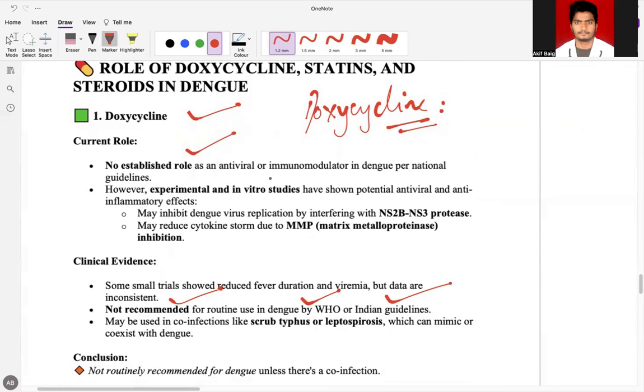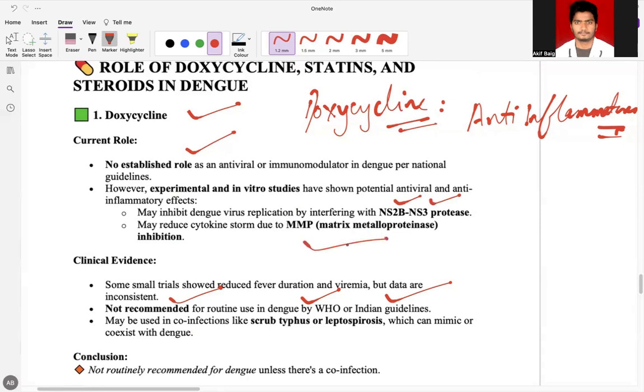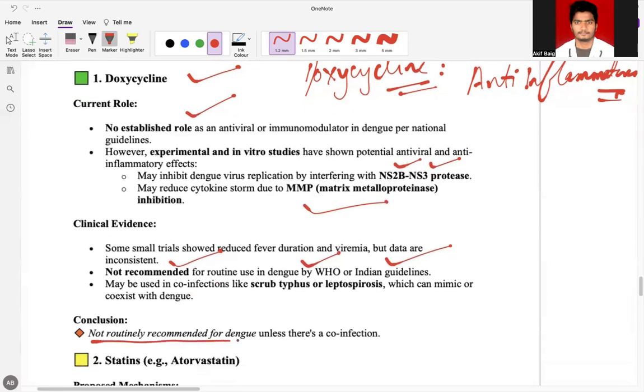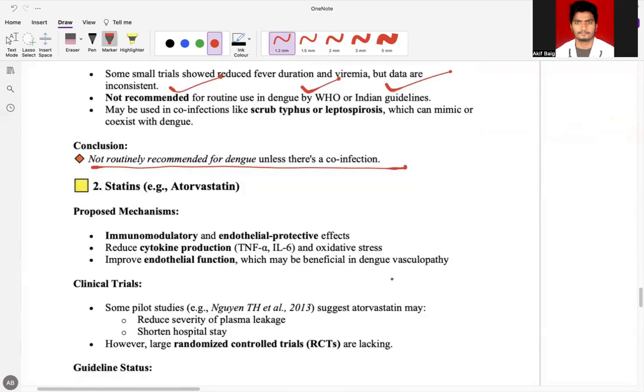However, why it was thought to be used was basically because of its anti-inflammatory action. Because dengue is an inflammatory state, anti-inflammatory action could be useful. That's what it was thought. So it inhibits dengue virus replication by interfering with NS2B, NS3 protease and matrix metalloproteinase inhibition. Conclusion: it is not routinely recommended for dengue unless there is co-infection with other diseases.